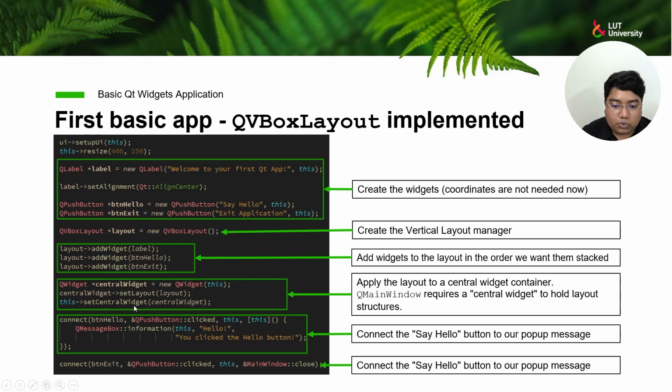So that's what we are doing here. Finally, we connect the button's click signal exactly as we did before. So here we have button hello, and since we clicked it, it should pop up a QMessageBox with an information that will say you clicked the hello button. And then we will also connect the button exit with the main window being closed.